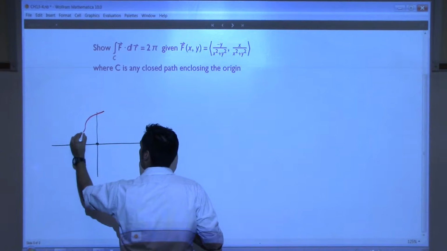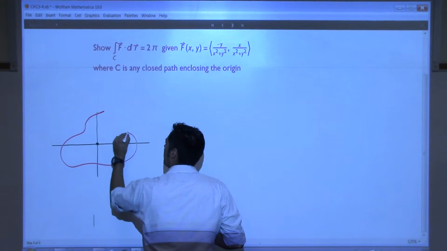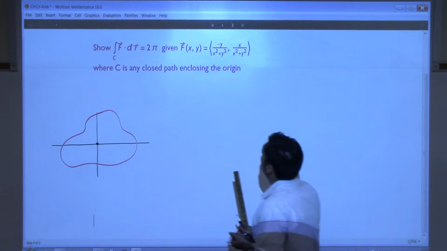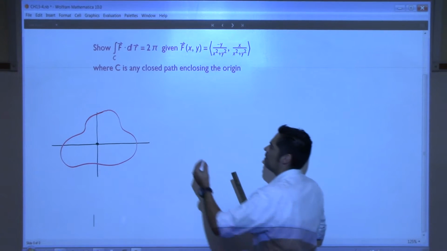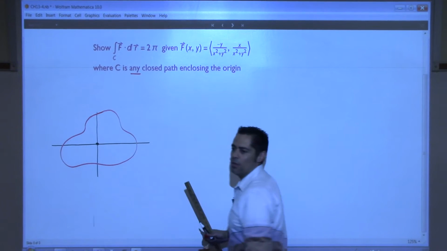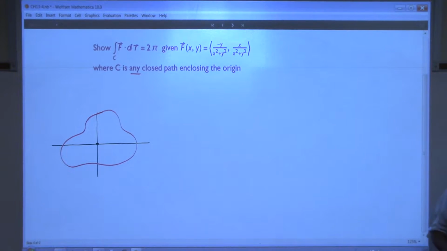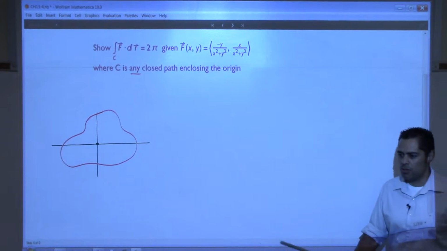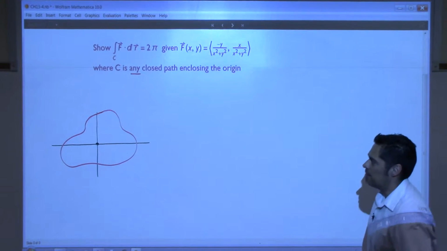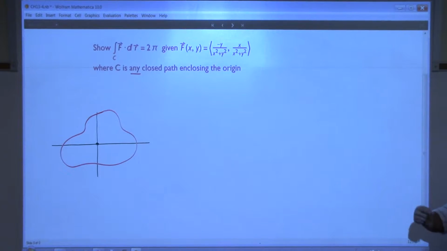All right, so if I take any closed path that encloses the origin, and I do the line integral over that path, it's going to be 2 pi. But the key word in the problem is that you're supposed to show this happens for any curve. So how can you possibly do that? You can't check all the curves that enclose the origin, can you? You can't. I'm about to use what we just derived a second ago.